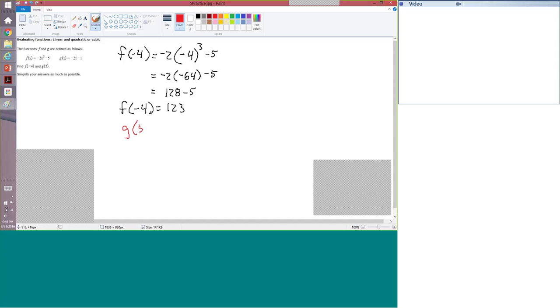For our g of 5, we have our original function is -2 times x. So I'm going to pop that parentheses with the 5 in it, and -1. -2 times +5 will give us a -10 minus 1. And then our g of 5 is going to be -10 minus 1, so -11. Everyone else get the same thing?